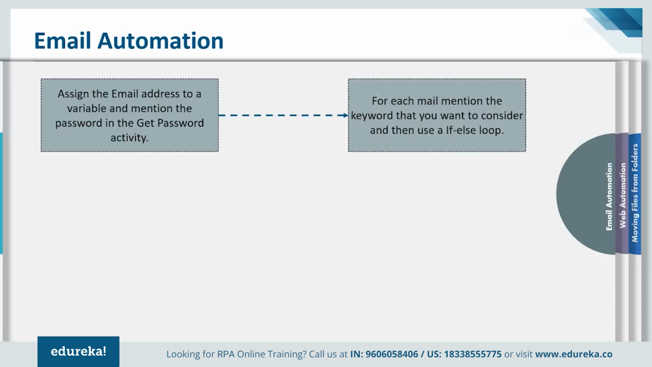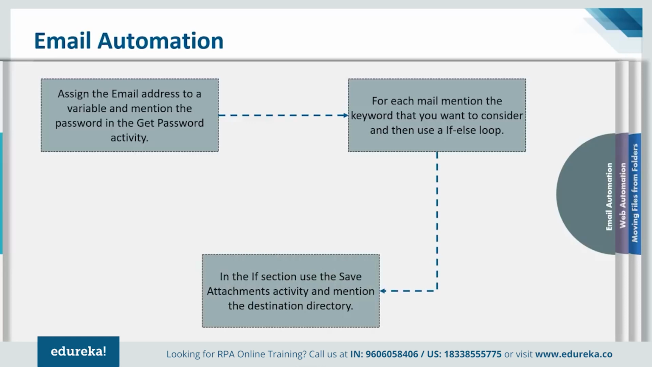After that, for each email, we have to mention the keyword that we want to consider in the subject line, and then we'll use an if-else loop. So in the if-else loop, what we're going to simply do is, in the if section, use the save attachments activity, where we're going to mention the destination directory. So basically, that's the directory where our attachments would be saved, right? So I hope I'm clear. Don't worry, I'm going to show you how that's going to be done.